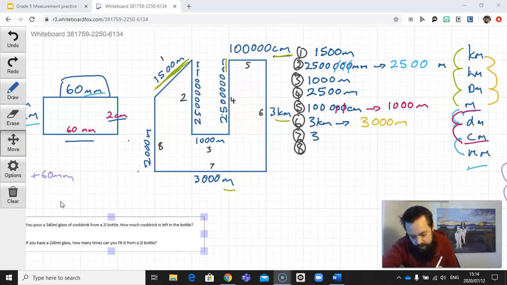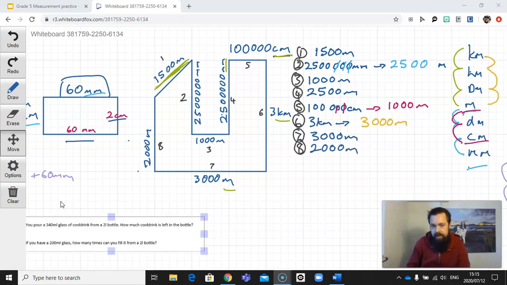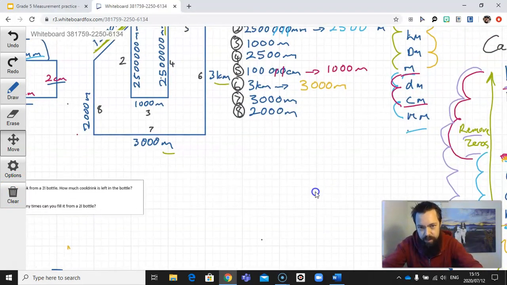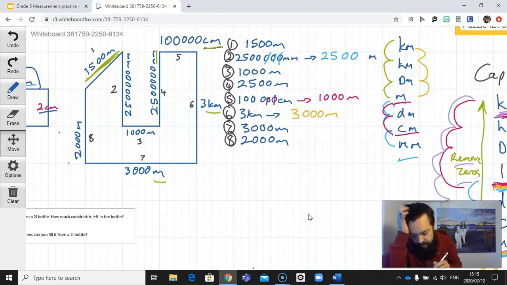Number 7 is already in meters, and number 8 is also already in meters. Okay, now we have all of them in meters. So what we're going to do is just do a simple addition. Well, I say simple, but it is quite a few different things that we're adding. So I'm going to lay it out nice and neatly and then add it.